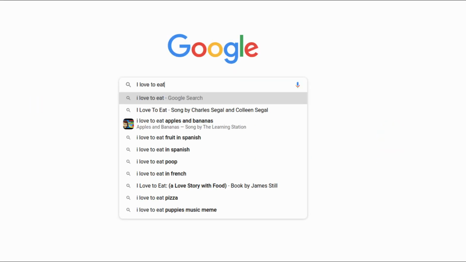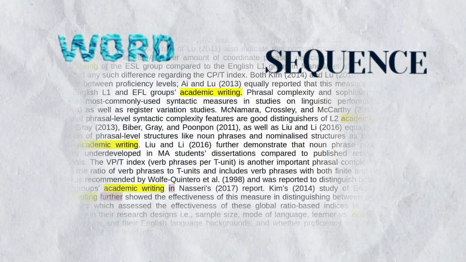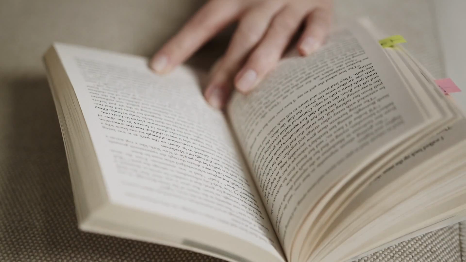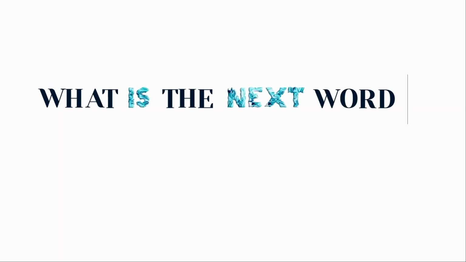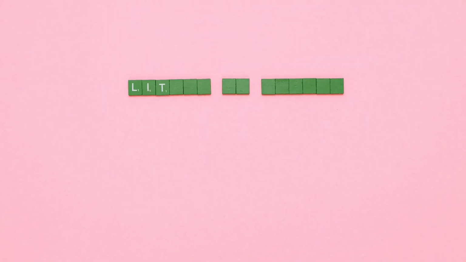For example, if the model sees the phrase "I love to eat," from all probable words, it chooses the one with the highest probability based on its trained data, for example, food, as the predicted next word. Have you noticed that intuitively you almost know the next word when you read a sentence? Predicting the next word is the basis of all language models.